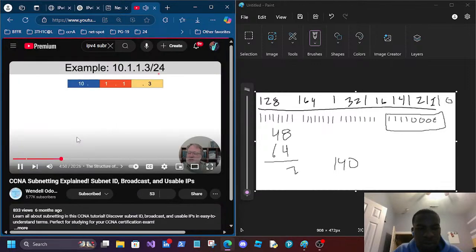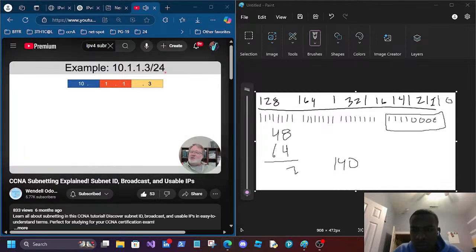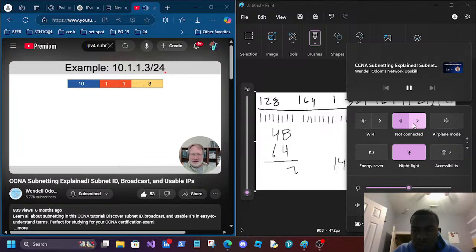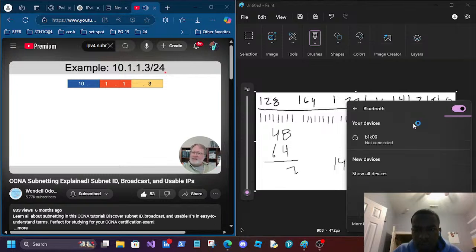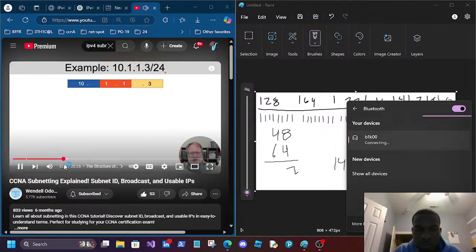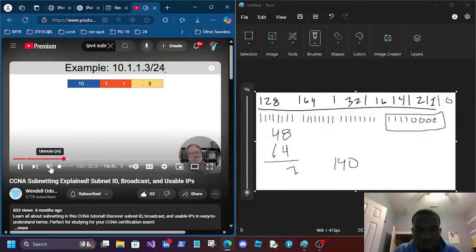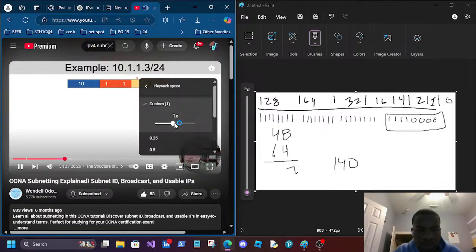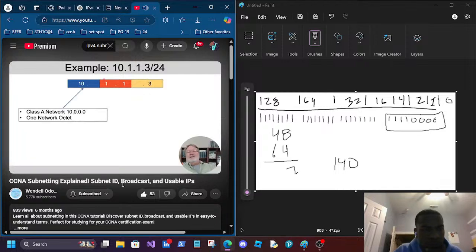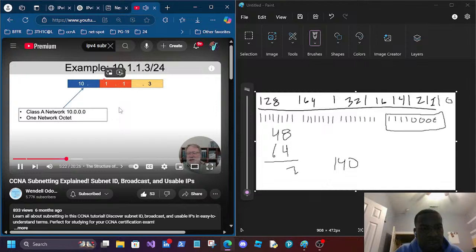The other thing we know is this slash 24 means the mask has 24 binary ones, which leaves 8 binary zeros. And get this, the binary zeros in the mask tell us where the host bits are, where the host part of the address is. So, in other words, the last octet on the far right is the host part. So the dot 3 lands in the host part. Everything in between is the subnet part. So what does that tell us? Hey, this address is part of class A network 10. There's one network octet. We've got 2 subnet octets in the middle.